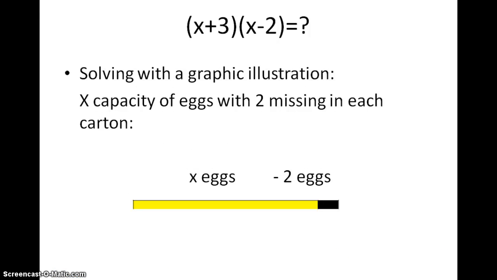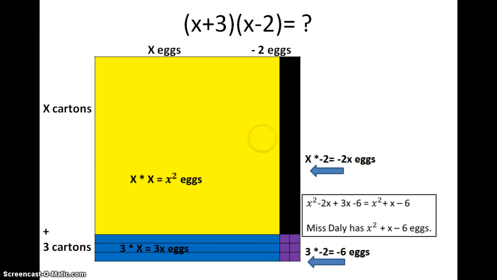We can also use a graphic illustration. We'll start with our standard again here. We have an x capacity of eggs, or unknown capacity of eggs, with 2 missing in each carton. So here we have x eggs minus 2 eggs. Here we have it drawn out. So here is our length, x eggs minus 2 eggs, shown by this black. And we have an unknown number of cartons plus our 3 extra cartons on this side, or x plus 3. So we have x plus 3 on this side and our x minus 2 shown here.